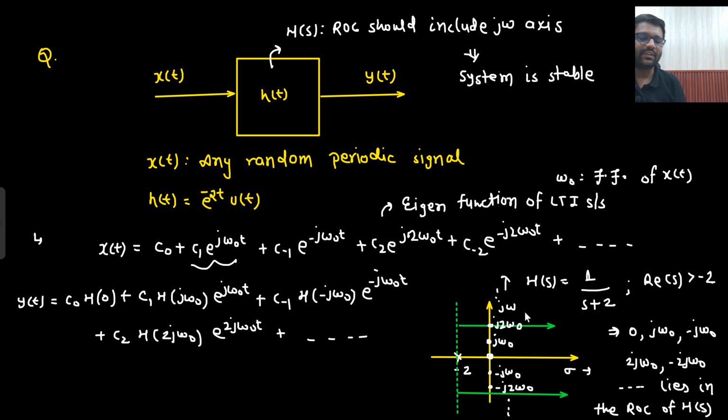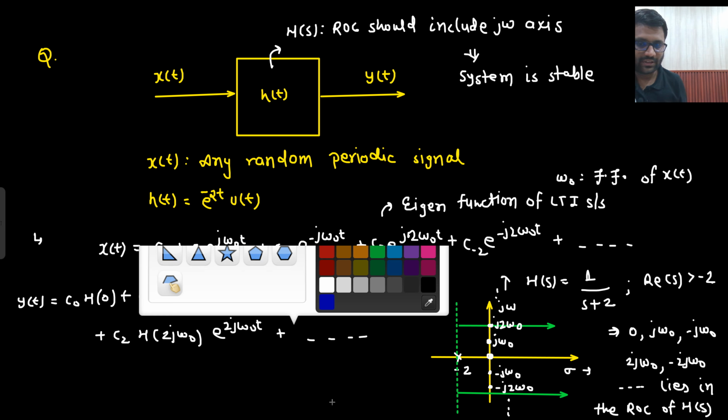So if you know the C0, C1 values, along with that you would know the fundamental frequency, so very easily you can write down the output. So that's why we have studied this concept of eigen value and eigen function. Is that understandable? But the condition is the system has to be stable.